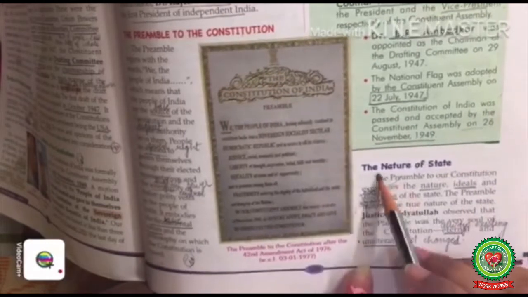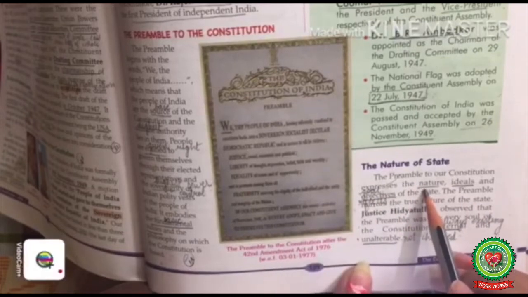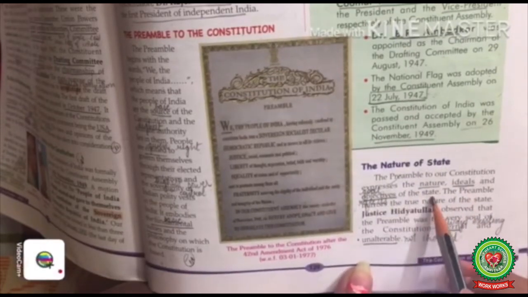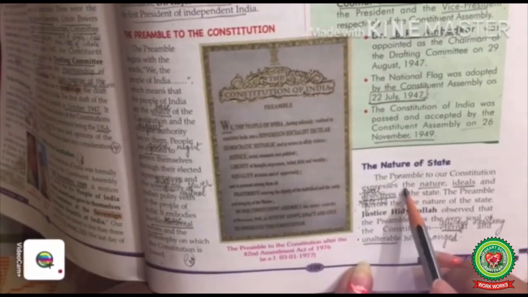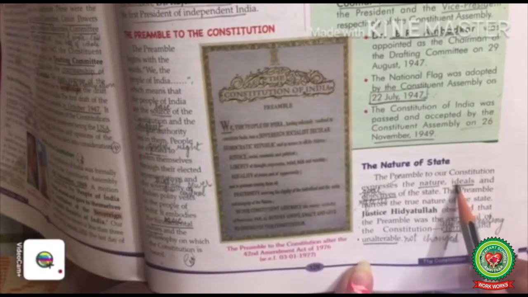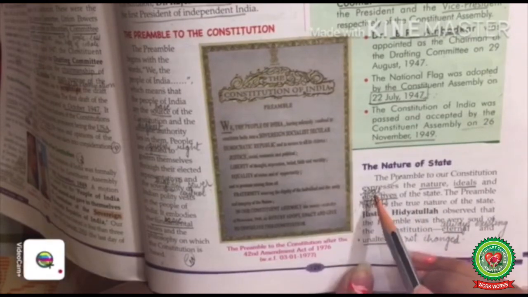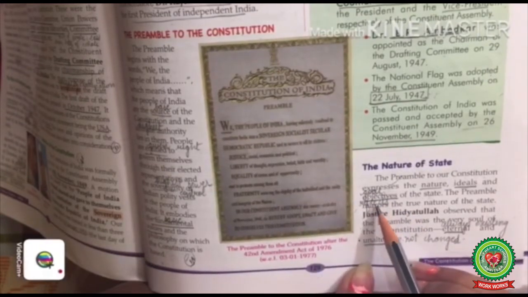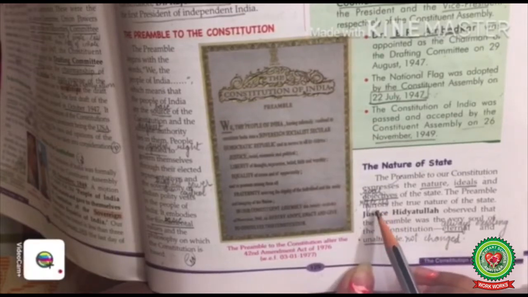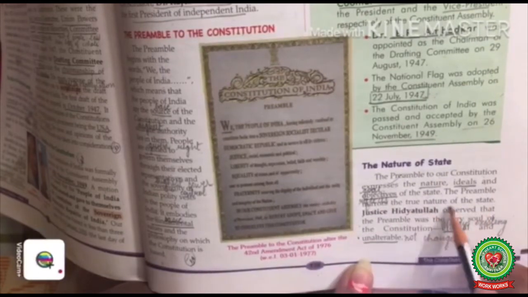Now comes the nature of the state. The preamble to our constitution expresses the nature, ideals and the objective of the state. Its nature means the highest power lies in the hands of the people. Its ideals are the principles of the constitution. And objective means goal. What is the goal of the state? To provide justice to the people, to provide liberty of thought, expression, belief, and equal status and opportunity to all the people. The preamble mirrors the true nature of the state.